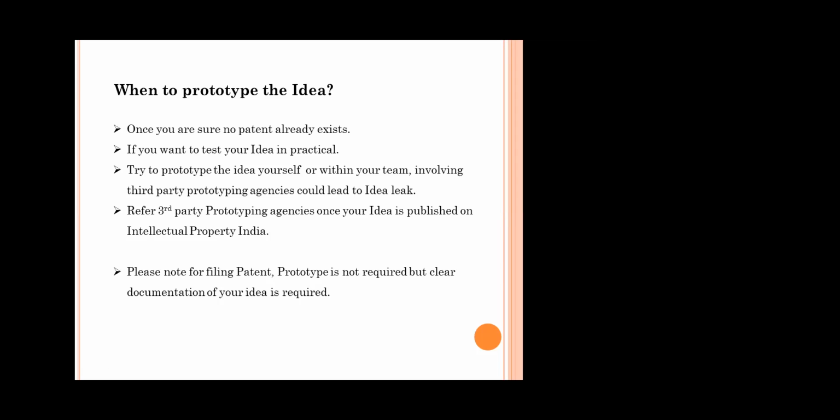When you apply for a patent, it flows through some stages. After filing, it takes some time to get published over the internet. Once it's published, then you can go for prototyping and refer to third-party prototyping people. You can also take your idea to the public in the market, and launch it after publishing. Please note: for filing a patent, a prototype is not required. Documentation of the idea is required.